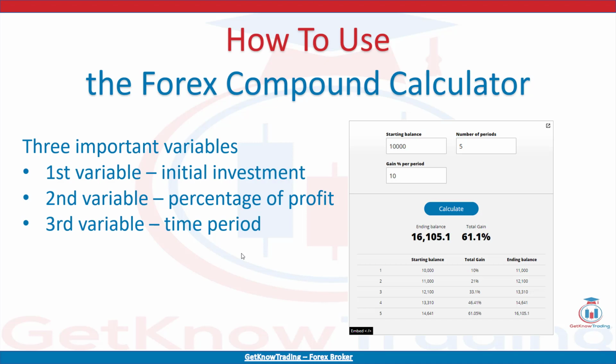How to use the Forex compound calculator? Use the calculator by entering three important variables: the first variable is initial investment, the second one is percentage of profit, and the third is time period. Enter these three variables in the Forex compound calculator and click on the button Calculate. You will get the results in a table where you can see how much you would get after each time period.